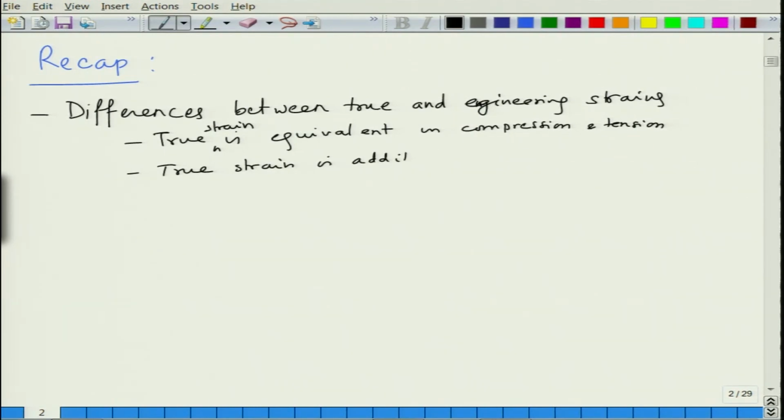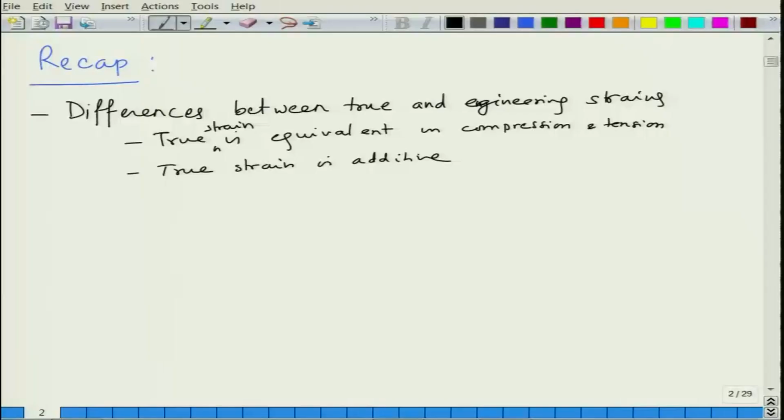And then true strain is additive. So, if you deform a material in different passes and you calculate the strain from 1 to 2 and 2 to 3 and 3 to 4 and then calculate the net strain, all those pass strains add up to the net. And if there is no volume change, then epsilon 1 plus epsilon 2 plus epsilon 3 will be equal to 0, whereas this condition will not be obeyed by the engineering strain.